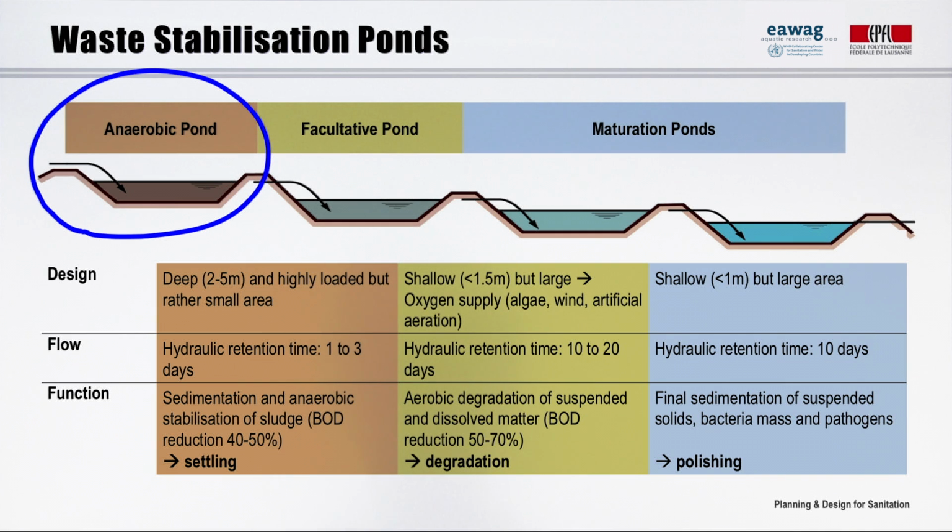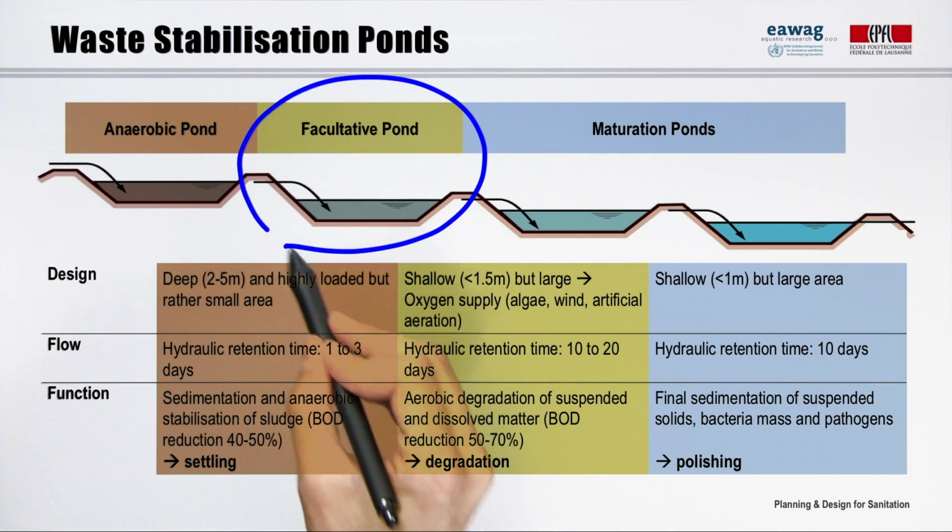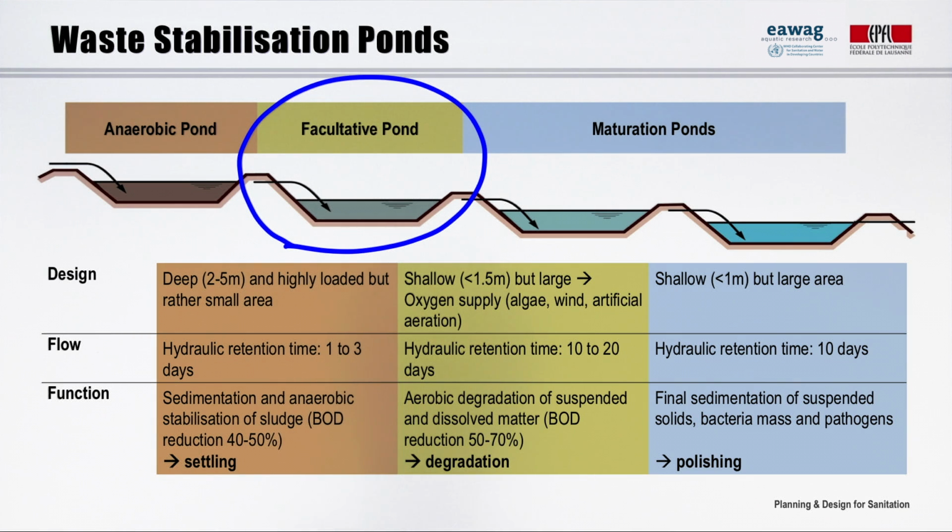The anaerobic pond has a hydraulic retention time from 1 to 3 days, and its main function is sedimentation and anaerobic stabilization of sludge, thus settling. The facultative pond, or facultative ponds if there are several, are shallower, usually less than 1.5 meters, but large. The idea here is to maximize the oxygen supply, either through algae, wind, or artificial aeration. The hydraulic retention time there is longer, from 10 to 20 days. Here, the main function is the aerobic degradation of suspended and dissolved matter, thus degradation.